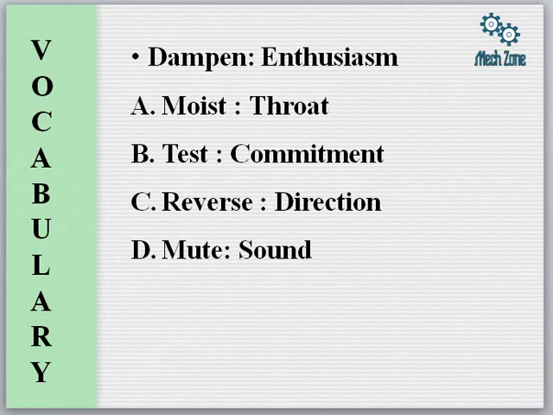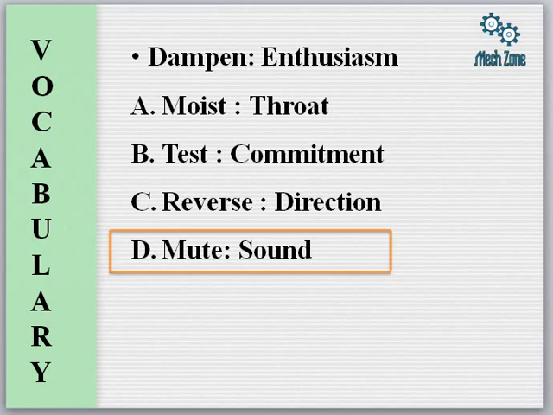Now, moist is to throat. Option A does not make very good sense, so A is ruled out. Test is to commitment also does not make any sense between something being reduced and something being evoked, so B is also ruled out. C, if we look at reverse and direction, they also don't have any correlation between them, so C is also ruled out. So the only option left here is D, and hence the answer is mute is to sound.